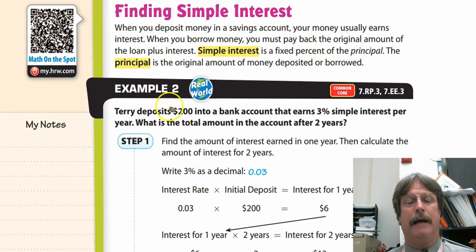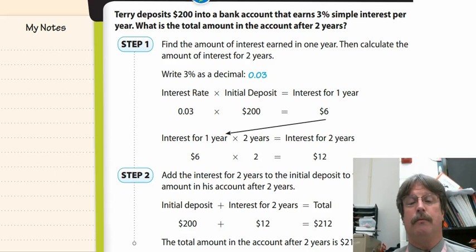Terry deposits $200 into a bank. It says deposit, so that means this money is going into your account. It earns 3% interest per year. What's the total amount in 2 years? So what we're going to do is take our 3% right here and divide it by 100.